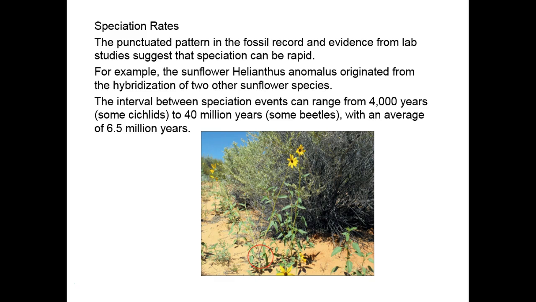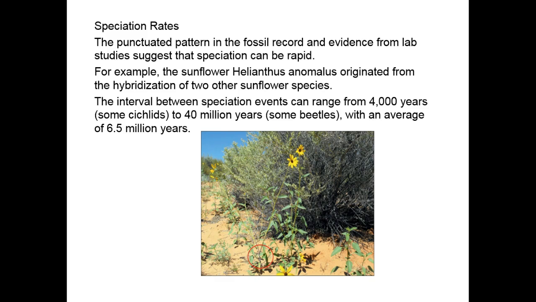The rates with which species change vary based on what you're looking at. So that's further supporting the idea that both of those, the gradual and the punctuated, have their place. Punctuated pattern in fossil records from labs suggest that speciation can be rapid.